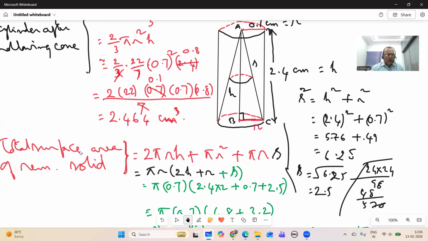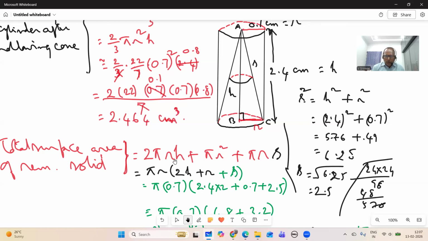It contributes to the total surface area of the object. Okay, what is the lateral surface area of the cone? It is pi r s. It contributes. It is a new surface area. It is a new surface formed out of this object after hollowing out.